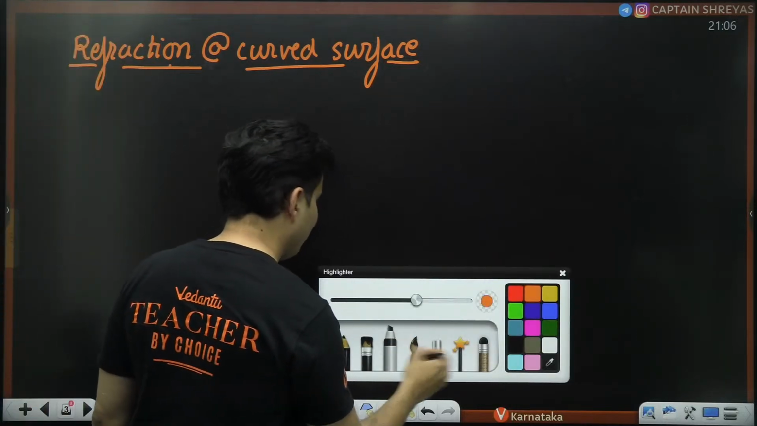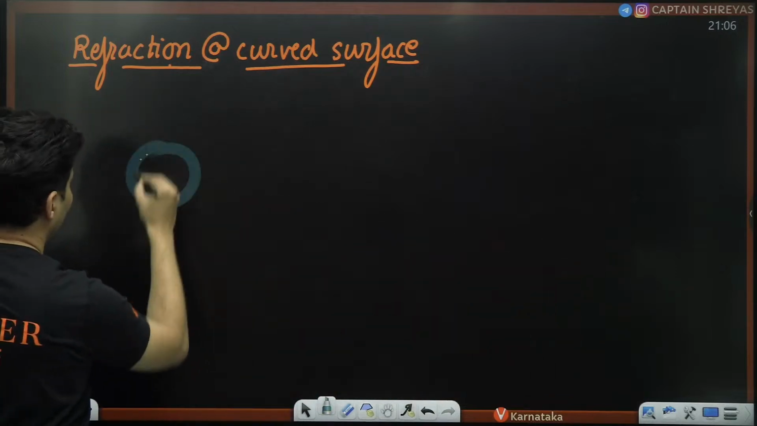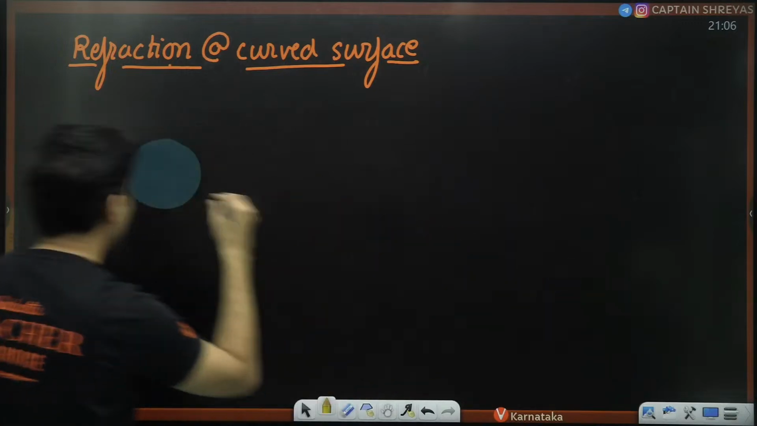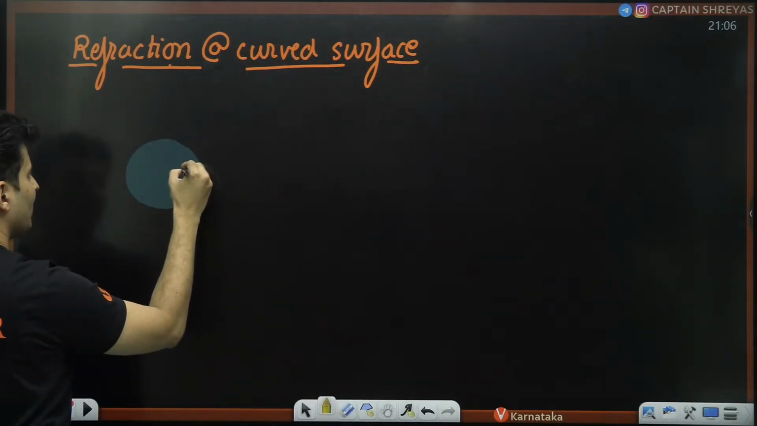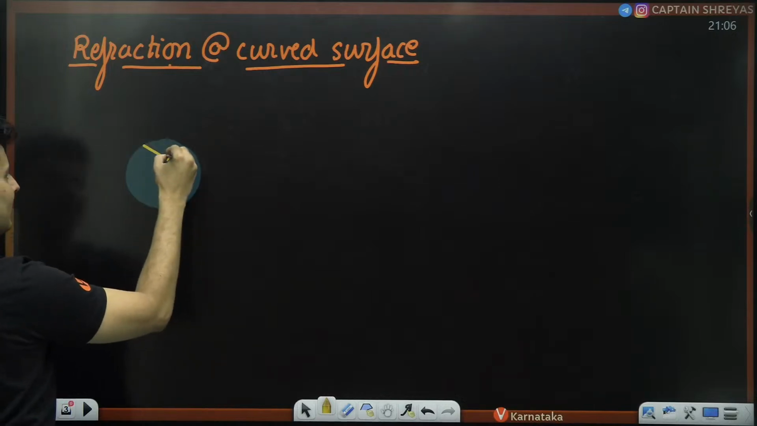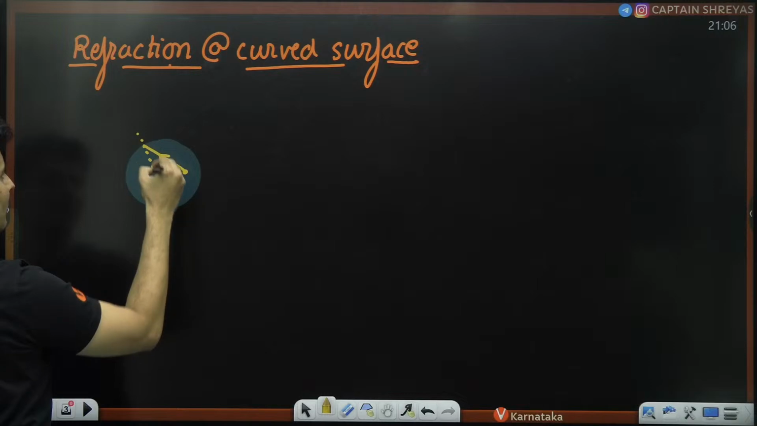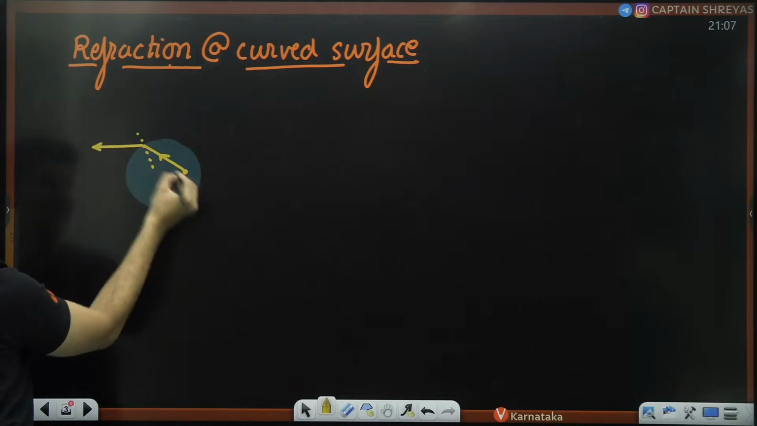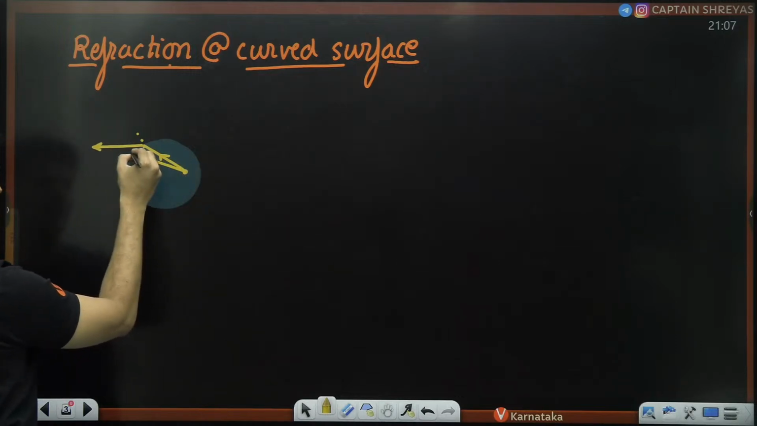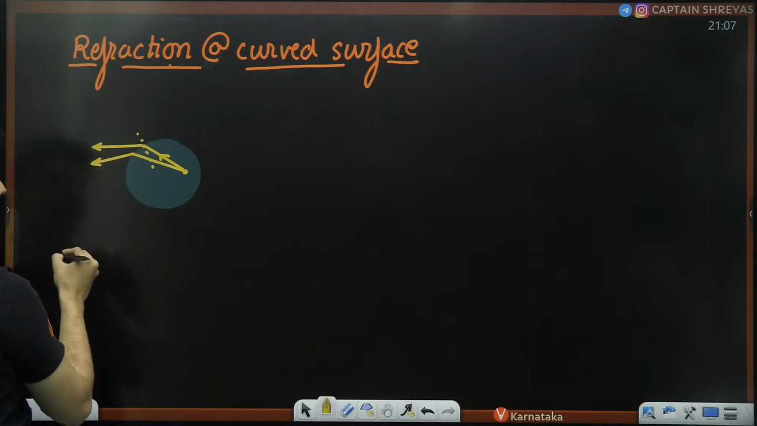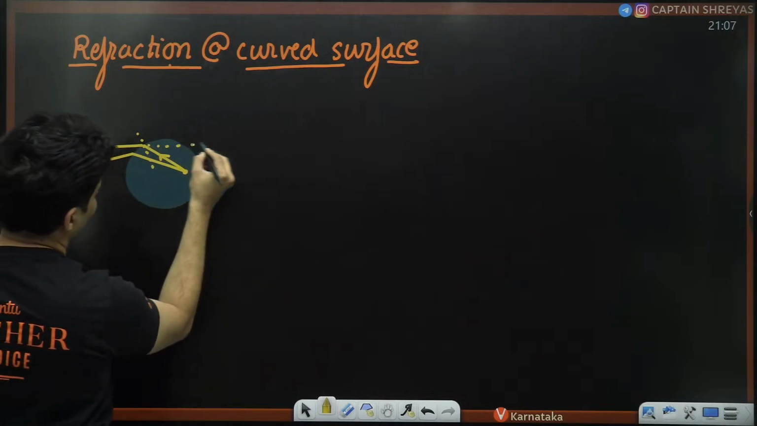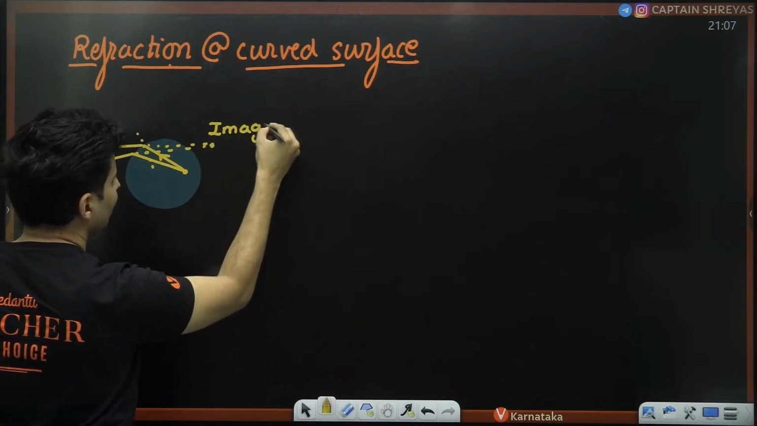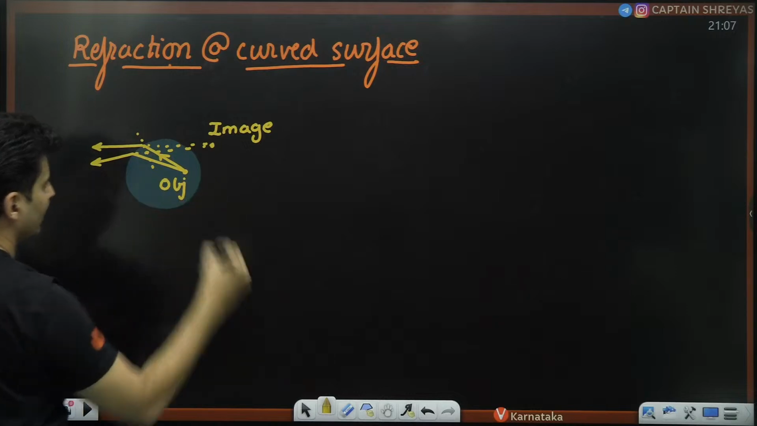Imagine you have a water drop, a drop of water, and maybe there is some dust particle over here. The rays of light will go here like this, and if you see, you can draw a normal over here. It is going from dense to rare, so it will bend away from the normal. So it is refracting at a curved surface. There will be many more such rays which will be refracting like this, and maybe if you extend it somewhere behind, maybe an image will also be formed. This would be the object then.